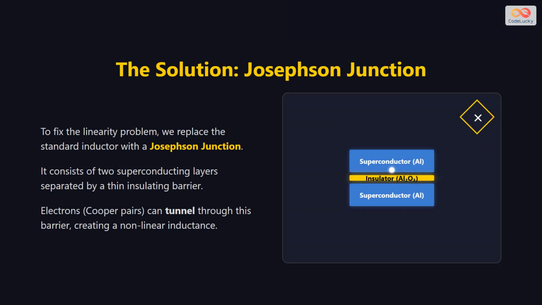The solution is to replace the standard inductor with a component called a Josephson Junction. This is the heart of a superconducting qubit. It is made of two superconducting metal layers separated by a microscopically thin insulator. Electrons tunnel through this barrier in pairs, creating a nonlinear inductance. This nonlinearity is the magic ingredient that changes everything.